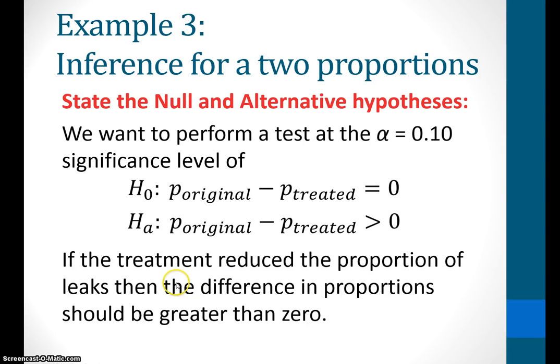First we need to state the null and alternative hypotheses. Basically, we want to perform a test at the alpha 0.10 significance level. Here, this is my null. I have my original population proportion minus the treated population proportion, and if the treatment reduces the proportion of leaks, then the difference in proportions should be greater than 0. So that's my alternative.